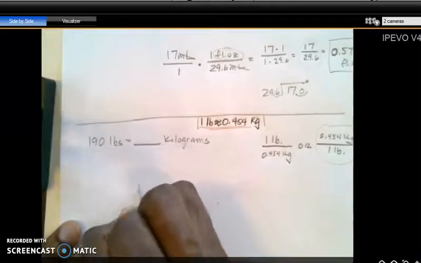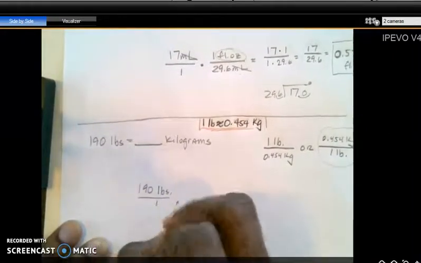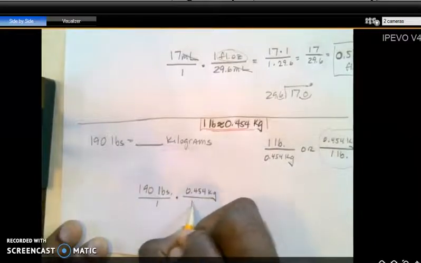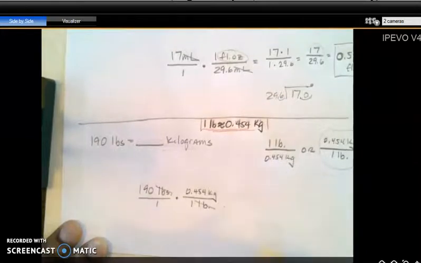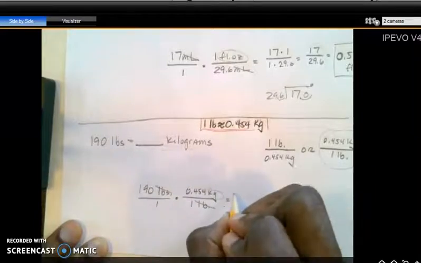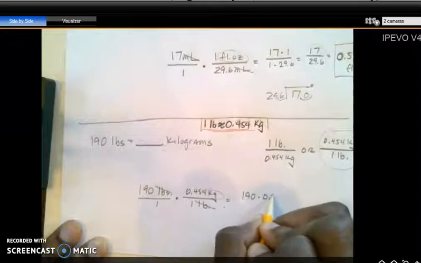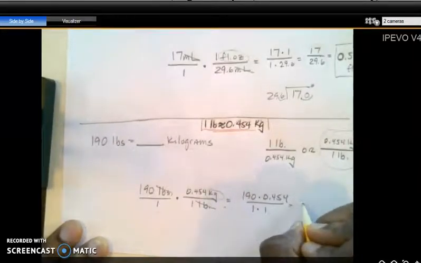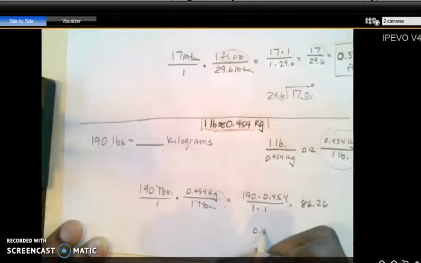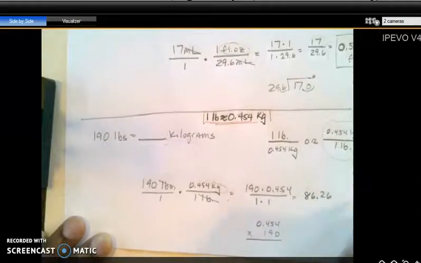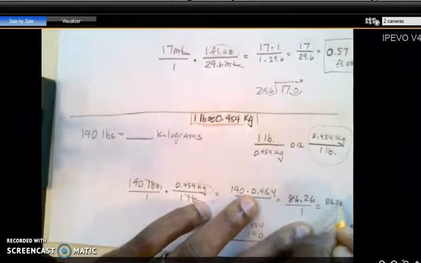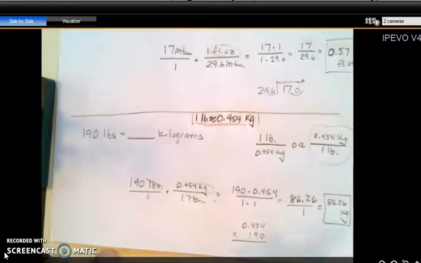Okay, so again, I'm going to set up a multiplication sentence. 190 pounds, I'm going to put that over 1 and multiply this times 0.454 kilograms over 1 pound. Okay, again, simplifying this out, pounds and pounds, leaving me with kilograms. Going to multiply across 190 times 0.454 over 1 times 1. When I simplify this out, 190 times 0.454, again, based on the magic of YouTube, this becomes 86.26. Of course, I would set this up as this multiplication sentence and multiply it out, but it comes out to be 86.26 over 1, or just 86.26 kilograms.